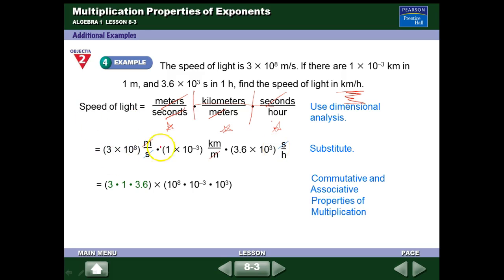So I can interchange all of these. I can do 3 because it's all multiplication across, so you can interchange them. 3 times 1 times 3.6, and then same base, same base, same base. 8, negative 3, and 3 are my exponents. So what do we do? We add them together. That is what we learned today. So when you multiply these, we get 10.8 times 10 to the 8th.